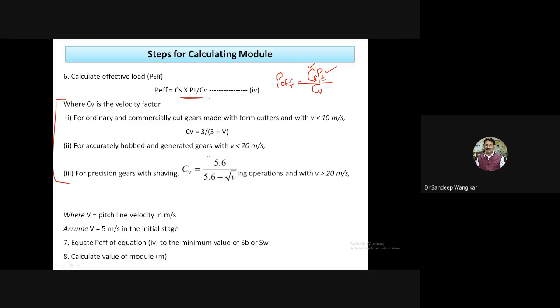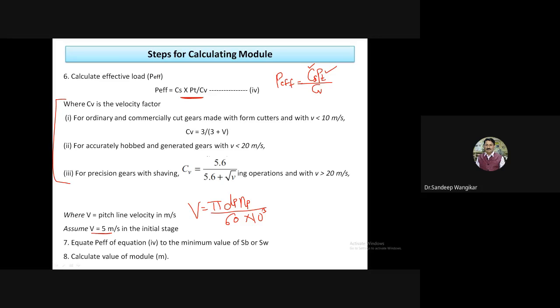This is the approximate estimation by velocity factor. Now, what is the velocity? Pitch line velocity V is pi dn divided by 60 into 10 raised to 3. So there are two choices. We can either assume V is equal to 5 meters per second, or second, we can go for the formula pi dp np divided by 60 into 10 raised to 3.